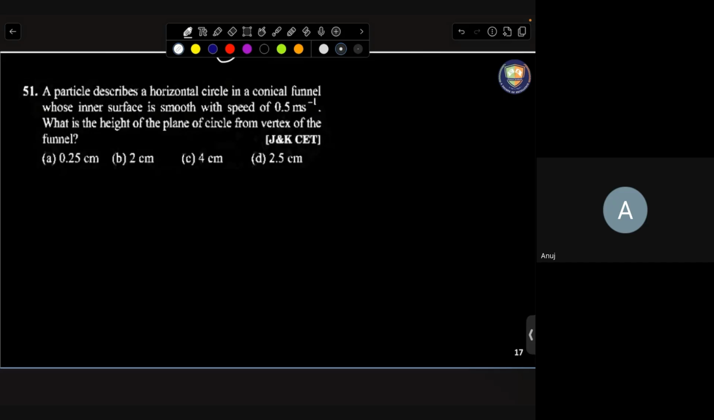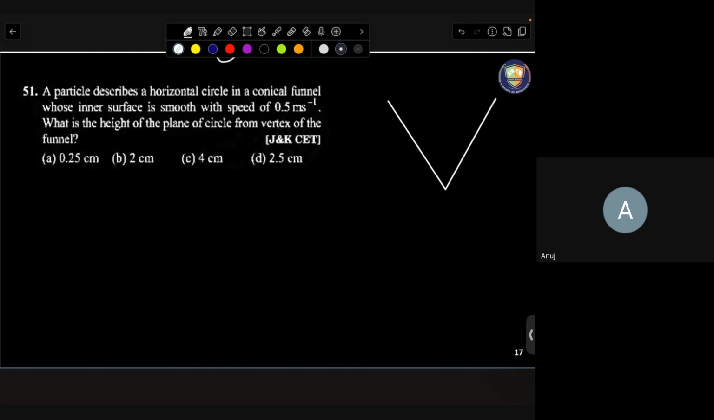So I'm just reading the question. A particle describes a horizontal circle in a conical funnel whose inner surface is smooth. That means no friction is there. With speed, speed is also given. What is the height of the plane of the circle from the vertex of the funnel? Correct. So if you can see that this situation is possible, D. Someone is saying D. Yeah, D is the correct answer.